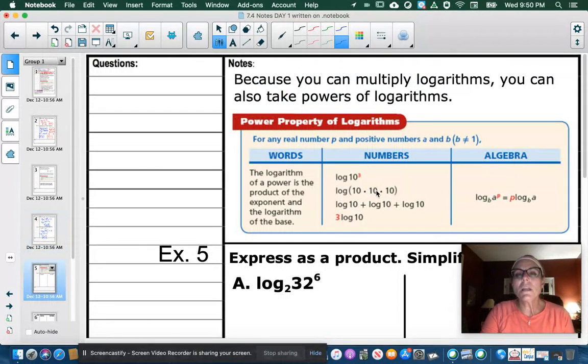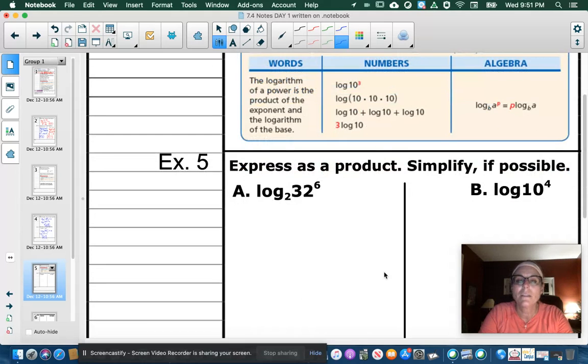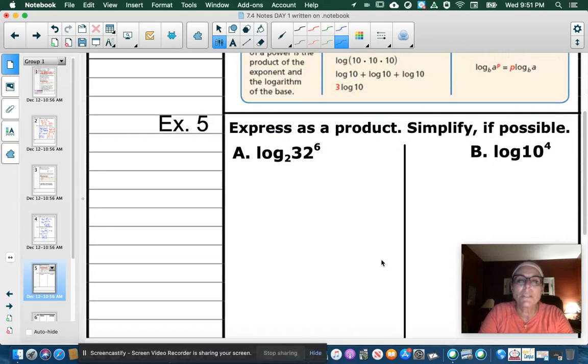Because you can multiply logarithms, you can also take powers of logarithms. The power property of logarithms states that if we have log base b of a to the p, we can rewrite that and bring the p in front: p times log base b of a. So let's do an example. Express as a product, simplify if possible.